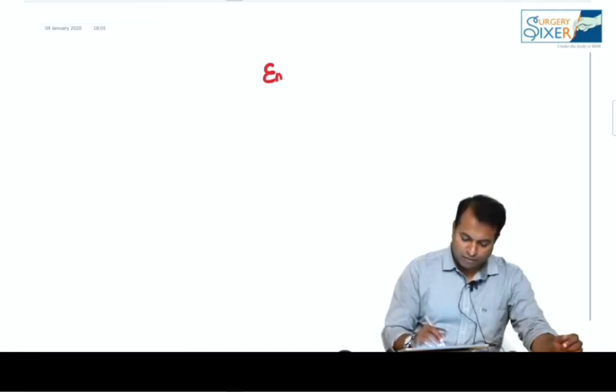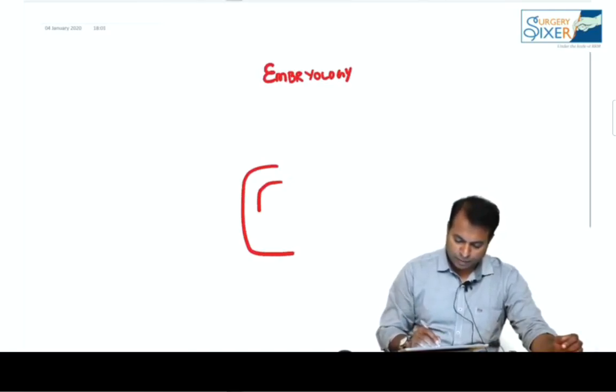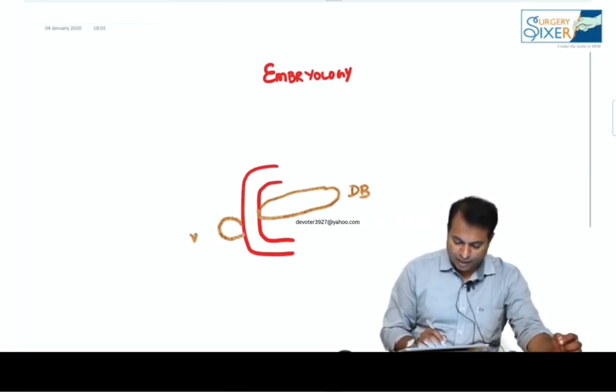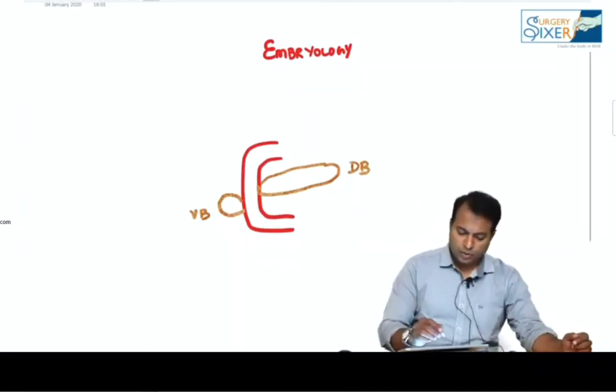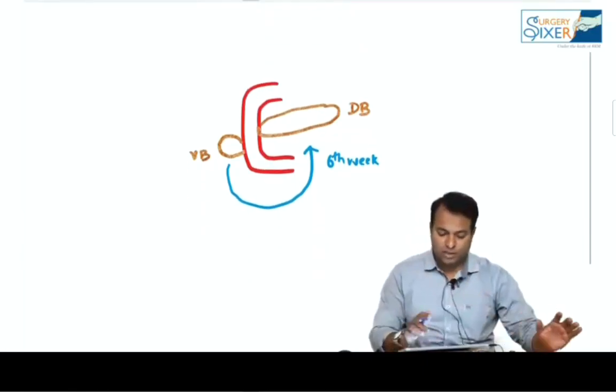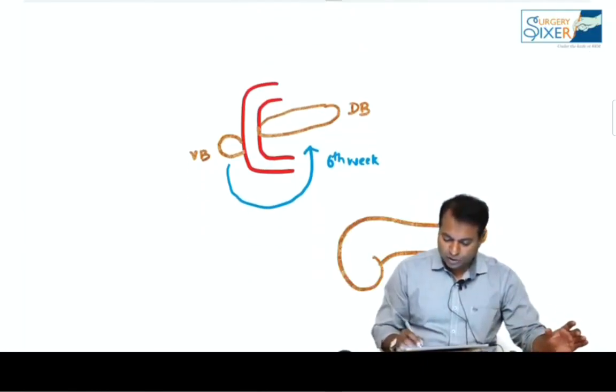So let me start with the embryology of the pancreas. This is the duodenum, and embryologically the pancreas is derived from two buds, this dorsal bud and this ventral bud. Usually the ventral bud rotates by around the 6th week of intrauterine life and fuses with the dorsal bud to form the final pancreas anatomy as shown here. So the final anatomy will be formed in the 6th week.